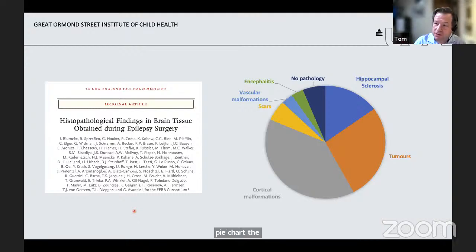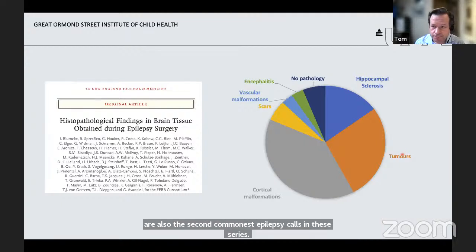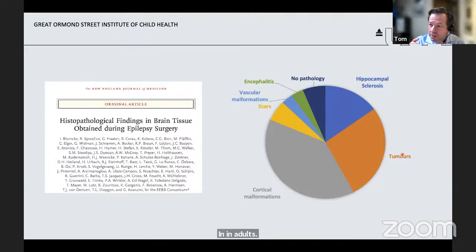And essentially the biggest structural cause in children is malformations, followed quite closely by tumours, which are also the second commonest epilepsy cause in these series in adults. So tumours, and these are largely developmental tumours, are a major cause of drug-resistant, early-onset, intractable epilepsy. And as you can imagine, the outcome for these children is really challenging. They have many, many seizures a day, some of them. They don't respond to conventional therapy, and they're having that from very early in life, when they're learning language, when they're getting early schooling. So the neurocognitive and psychological outcomes are also very concerning.